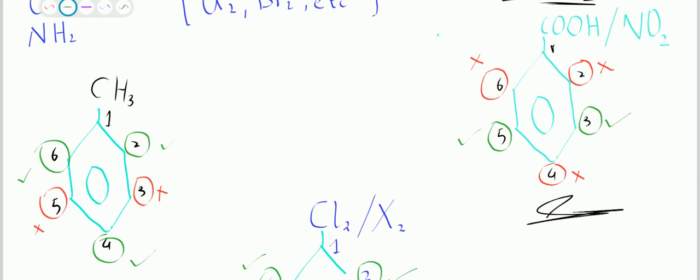Okay, for example, in this structure over here, we have COOH and NO2 attached on position number 1 of the ring. Because of this, position number 2, 4, 6 are going to be deactivated, whereas position number 3 and 5 are going to be activated.